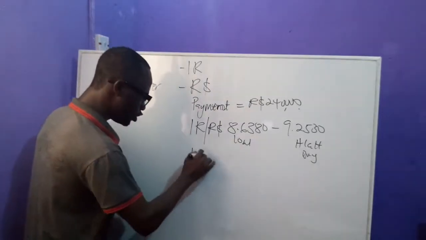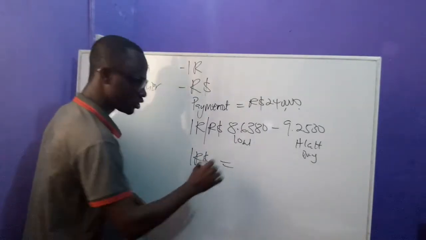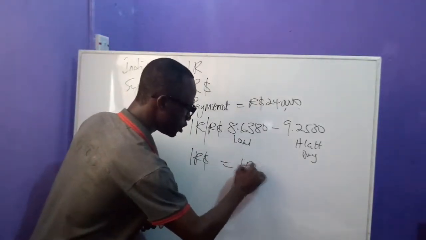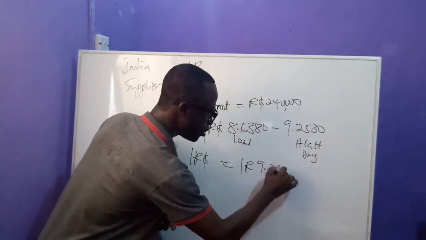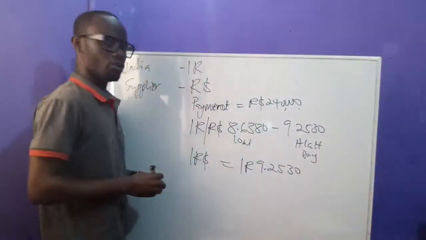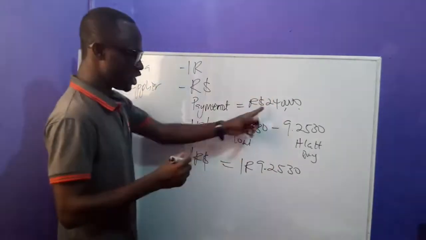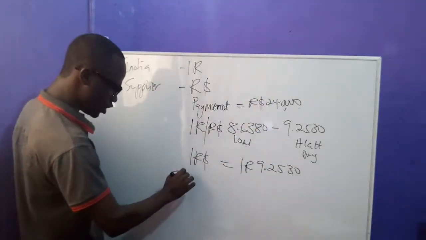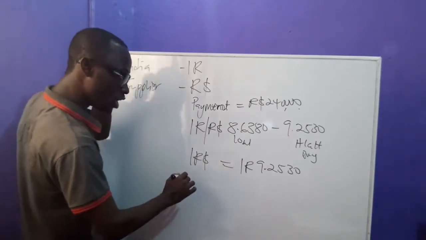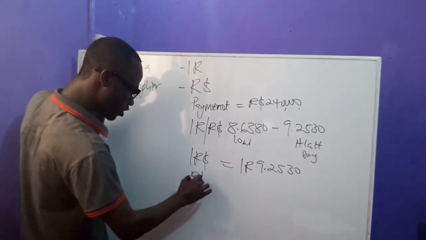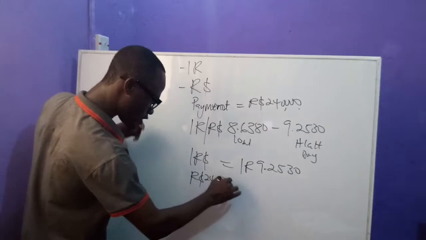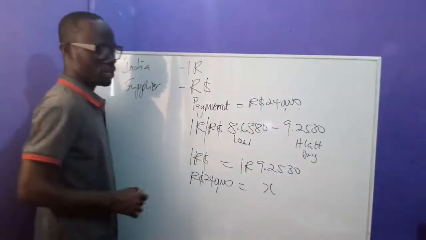So 1 Eurytanian dollar equals 9.2530 rupee. So this is the rate. And how much money do we need? We need 240,000 Eurytanian dollars. So Eurytanian dollars 240,000 will be equal to how many rupee?